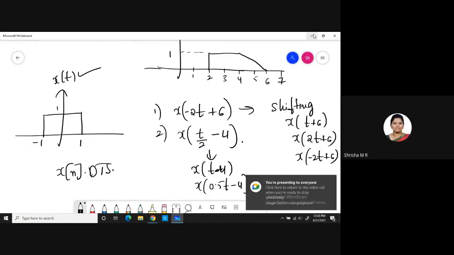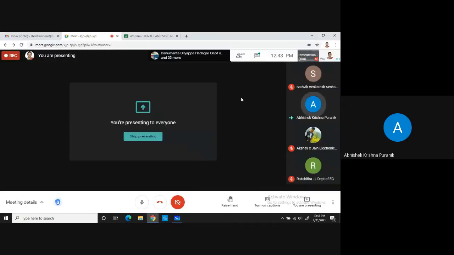Ma'am, will they give any theory questions like define this, or will it be only problem based? Only problem based. Don't expect theory questions in signals. They might ask you what is an energy signal and what is a power signal, how to write the definition for that in mathematical form only, how to write equations for energy and power. Nothing like theory.